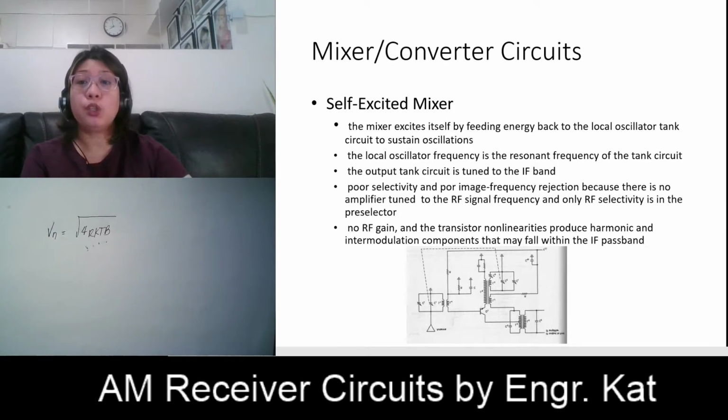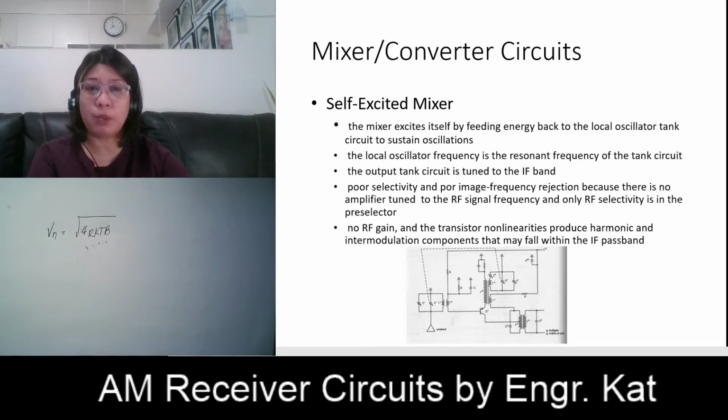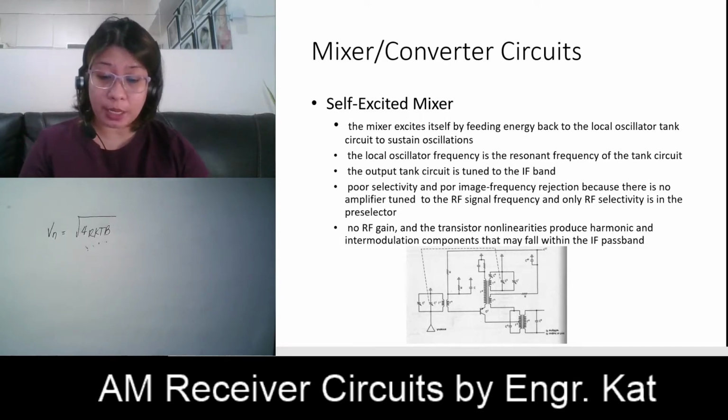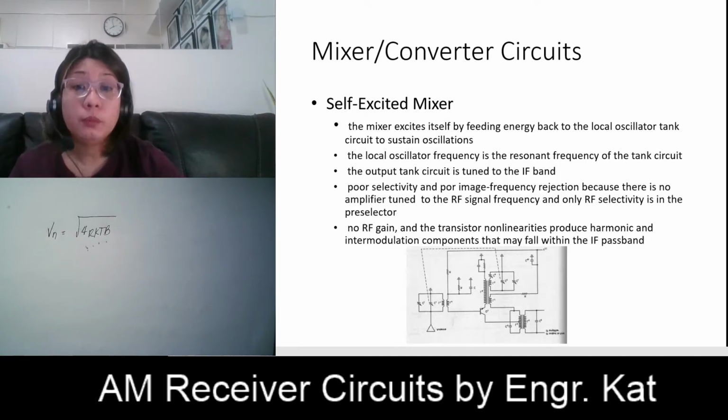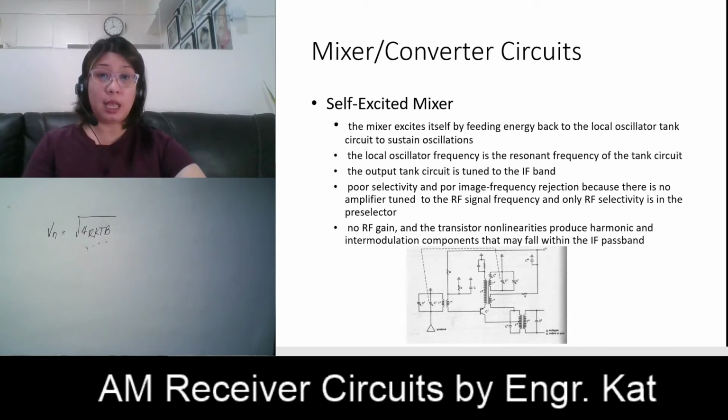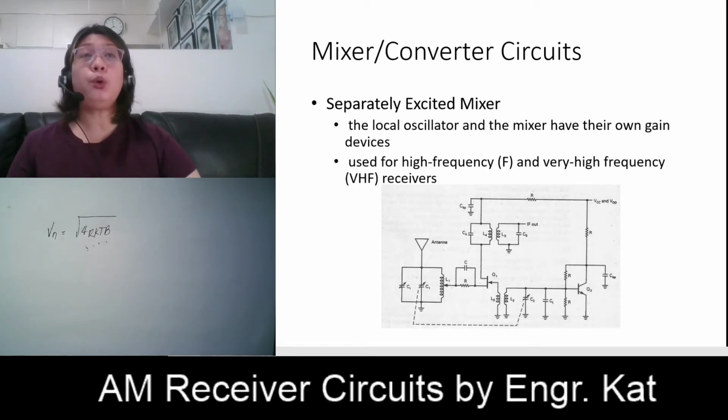455 kilohertz. It offers poor selectivity and poor image frequency rejection because there is no amplifier tuned to the RF signal frequency, and the only RF selectivity is in the pre-selector. It is characterized by no RF gain, and the transistor nonlinearities produce harmonic and intermodulation components that may fall within your IF passband. So this is our self-excited mixer.